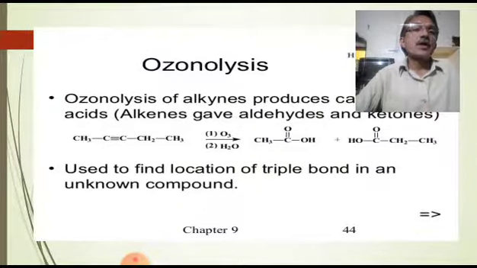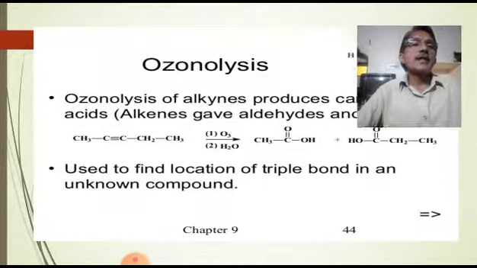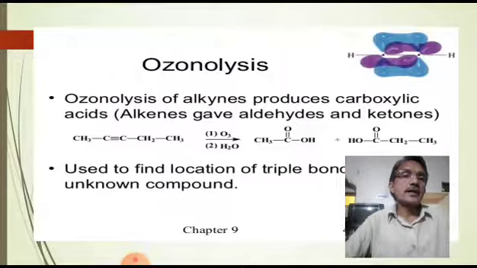Ozonolysis. We already studied ozonolysis in alkenes. Ozonolysis is a test to detect unsaturation. It helps us to know the presence of a carbon-carbon double bond or carbon-carbon triple bond. This ozonolysis is used to detect the unsaturation present in a given compound. Ozonolysis of alkynes produces carboxylic acids. Alkenes gave aldehydes and ketones.